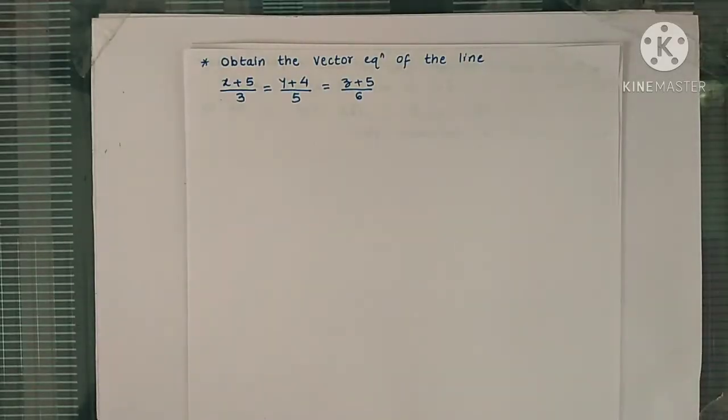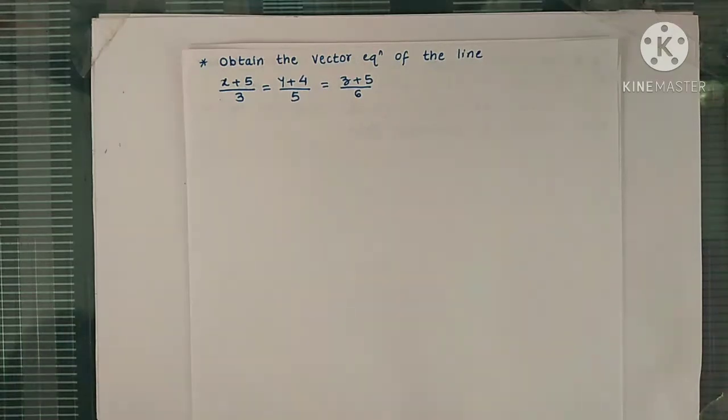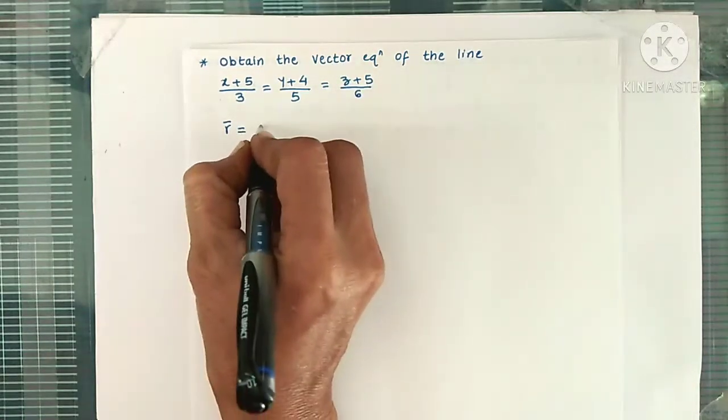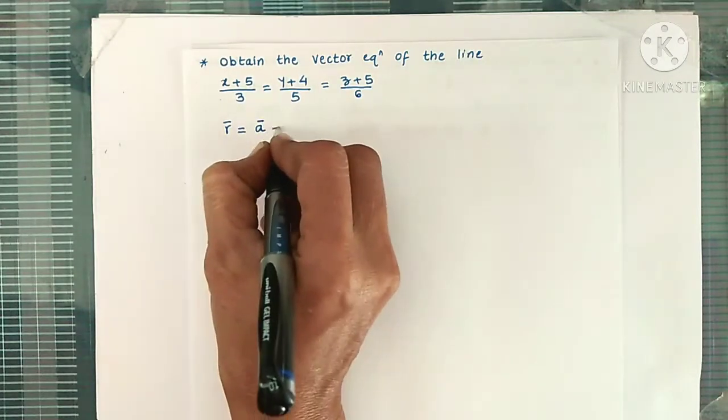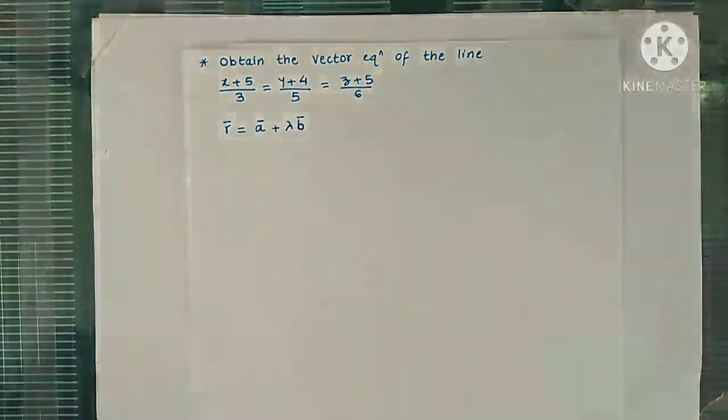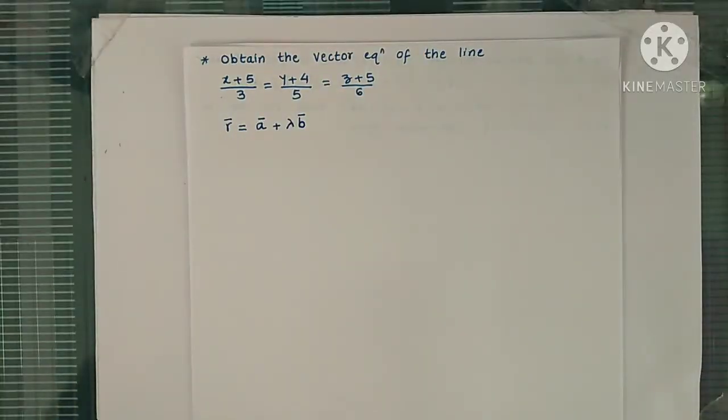Students, in this video we are going to study the equation of a line passing through a point and parallel to a vector. We studied the equation of a line passing through a point having position vector a bar and parallel to vector b bar in the last video. The vector equation of the line passing through A having position vector a bar and parallel to vector b bar is r bar equal to a bar plus lambda b bar.